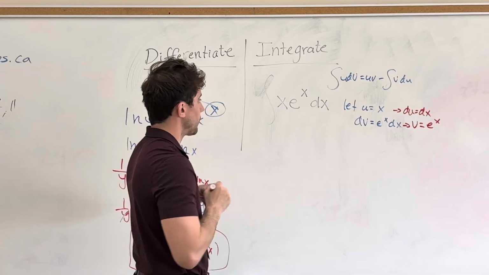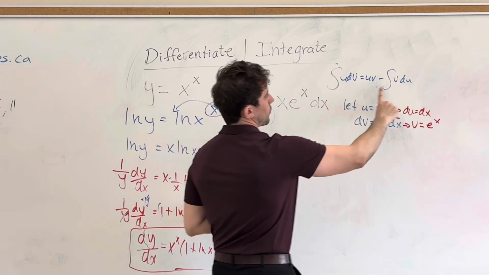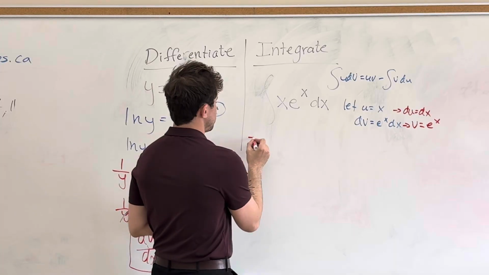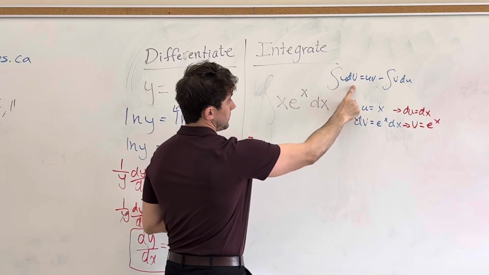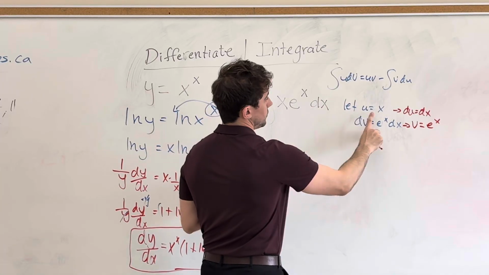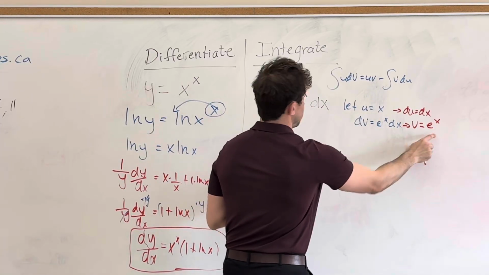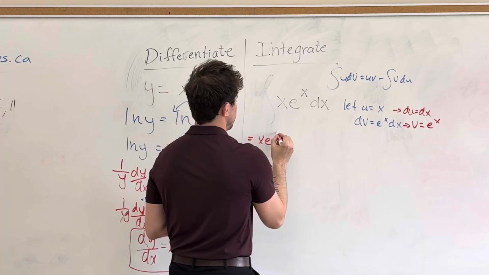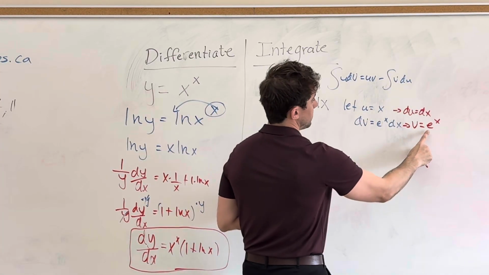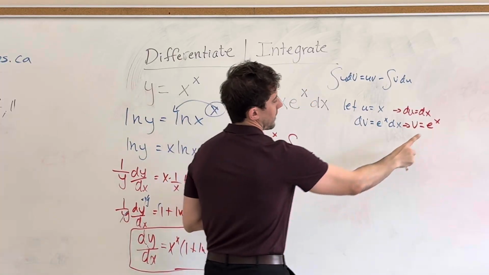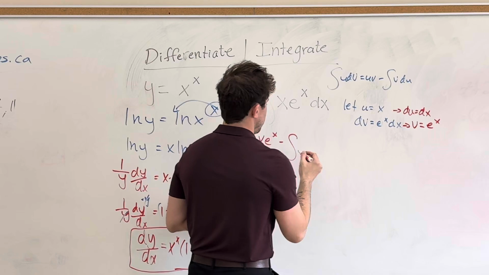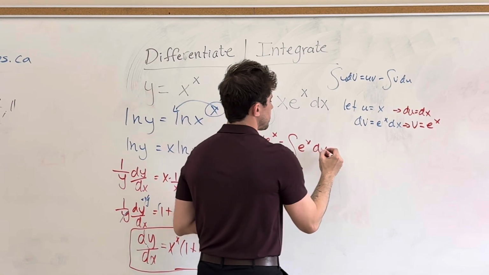And so what that does for us is that using this formula for integration by parts, I can rewrite this integral, which is the integral of u dv, as u times v, which means x times e to the x, minus the integral of v times du. And so that's e to the x for v and dx for du, so the integral of e to the x dx.